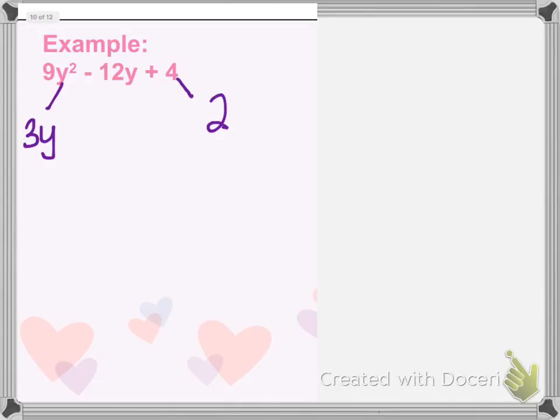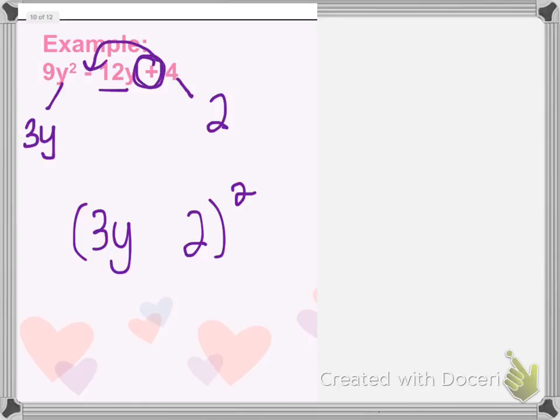Multiply them together. 3 times 2 is 6. Then times 2 is 12. That is my middle term, so it fits my pattern. So I know it's going to come up with something being squared. So 3y and 2. Signs are the same. They are both subtraction. That's it.